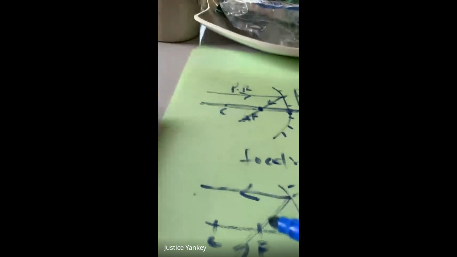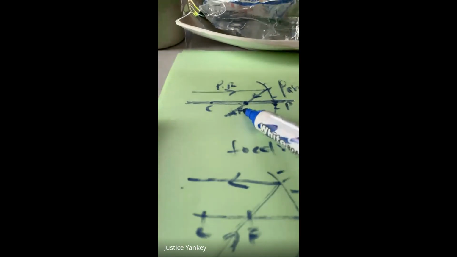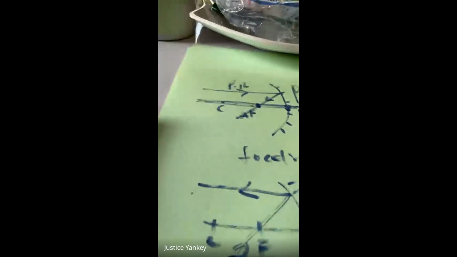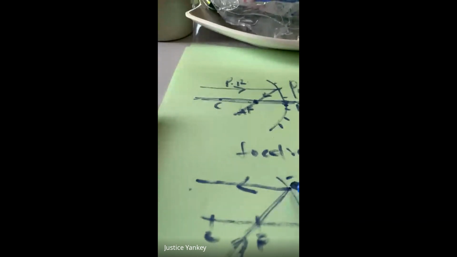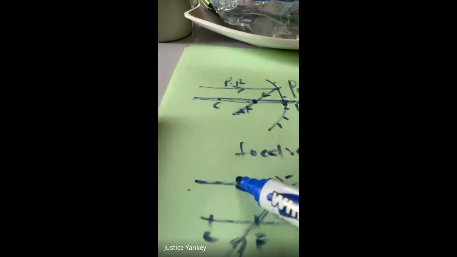And then we have the focal ray. This is the reverse of this. When it passes through the focus, after reflection, it will be parallel.